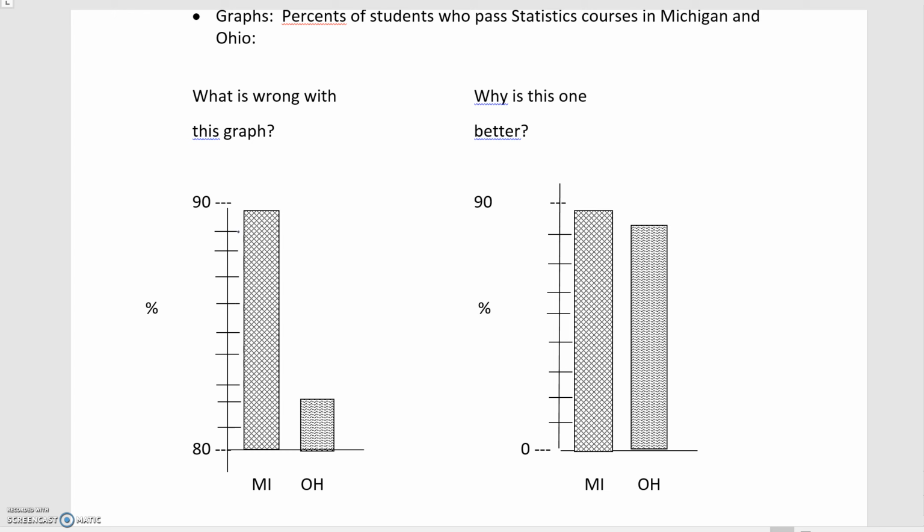But if you look really closely at the numbers, this would be just under 90%. So let's say it's about 89%, or maybe it's higher than that. These are going by ones. And this is at 82%, right?